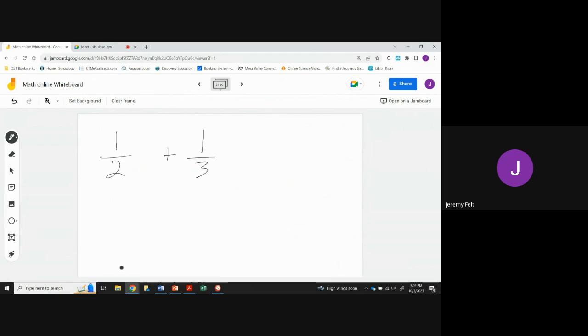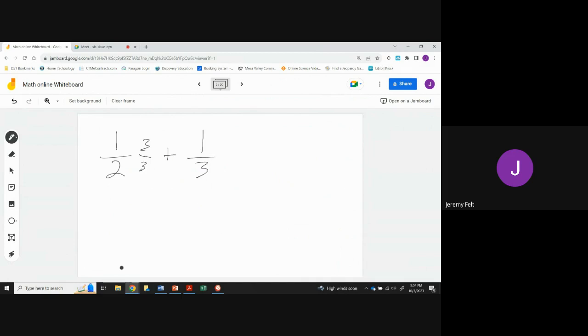So I add these up. Well, I know I add my numerators and keep the denominators, but they're not the same, so I need to change them. So this is where we think of multiples. 2, 4, 6, 8, 10. 3, 6, 9. Aha, 6 they both have in common. And that's one we just saw in the previous example. So if I multiply 2 times 3, that's going to give me 6.